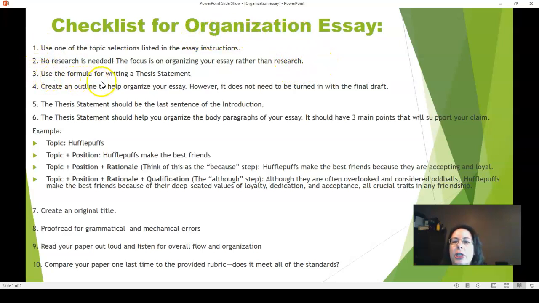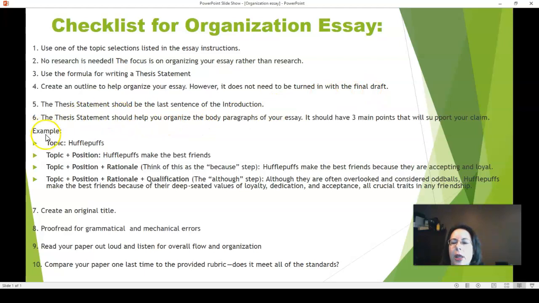Okay. I want you to use the formula for writing the thesis statement. Okay. And I'm going to come back to that in just a second. You're going to create the outline. And of course, it does not need to be turned in with the final draft. That is just for you to help with your organization. The thesis statement should be the last sentence of the introduction. And the thesis statement should help you organize the body paragraphs of your essay. Again, it's the roadmap. It should have the 3 main points that will support your claim.